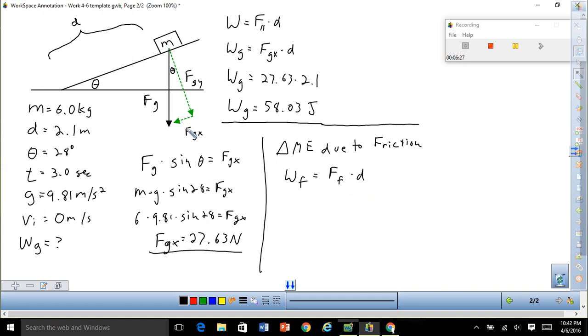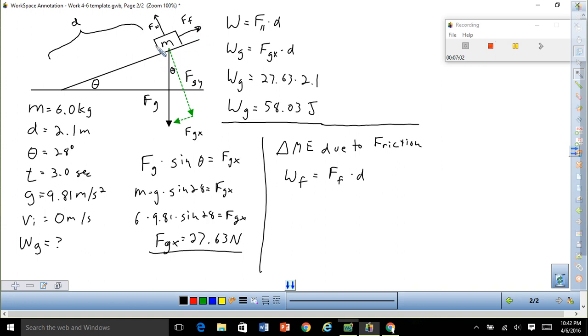Now our distance is still 2.1, so in order to find that value, we just need the force of friction. Well, that's not immediately available. I'll tell you what, I never did complete my free body diagram, did I? Let's go ahead and do that now. We'll have the normal force acting up that direction. And since it is sliding downward, we'll have friction acting up the ramp. So there's the force of friction acting upwards.